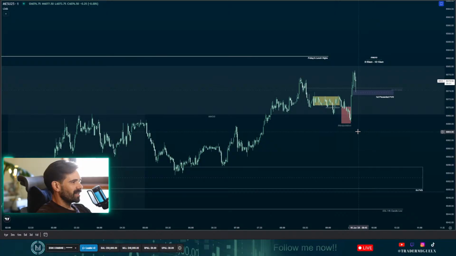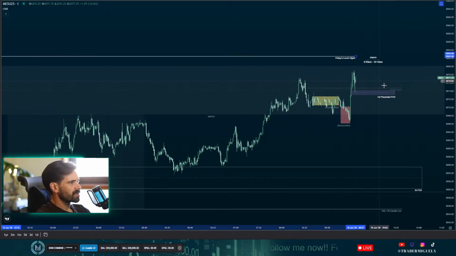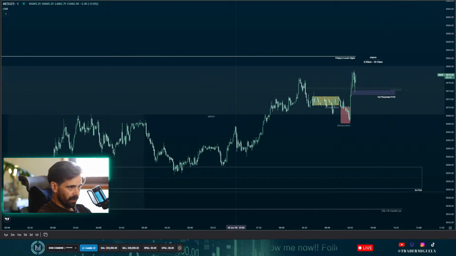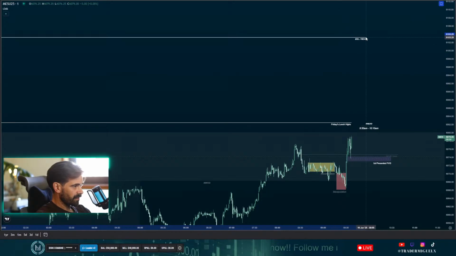So yeah, accumulation, manipulation so far, distribution to the upside. The first presented fair value gap is holding for now. Price came above the 8:30 open, and we might eventually take Friday's lunch highs. And above Friday's lunch highs, we have buy side liquidity as well.